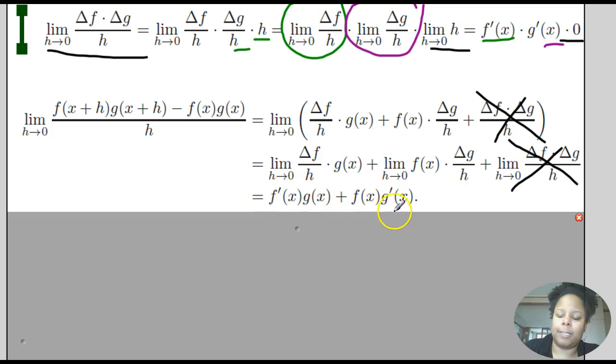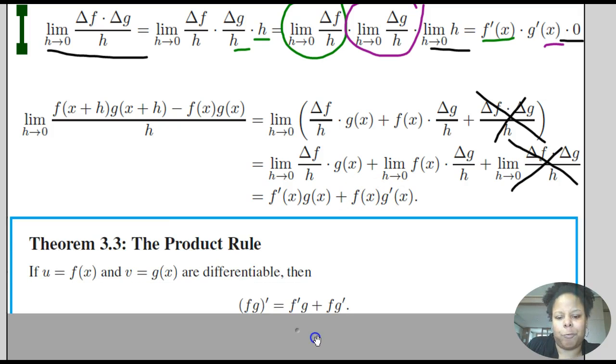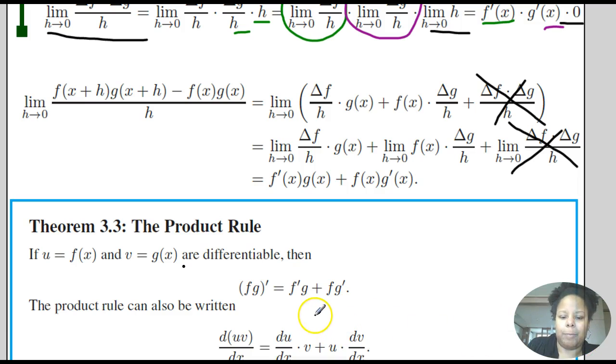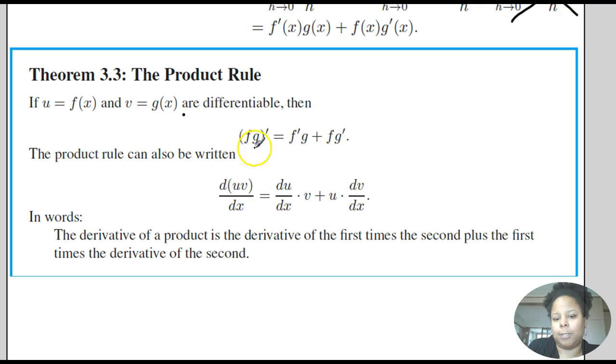f prime of x times g of x plus f of x times g prime of x, which in other words is the derivative of the first one times the second one plus the first one times the derivative of the second one. And that's the product rule. The only requirement for the product rule is that the functions f of x and g of x must be differentiable on the interval that we're considering. And if that's the case, then the product rule can be written as such or as such, depending on the notation that you choose to use. In other words, the derivative of a product is the derivative of the first times the second plus the first times the derivative of the second.